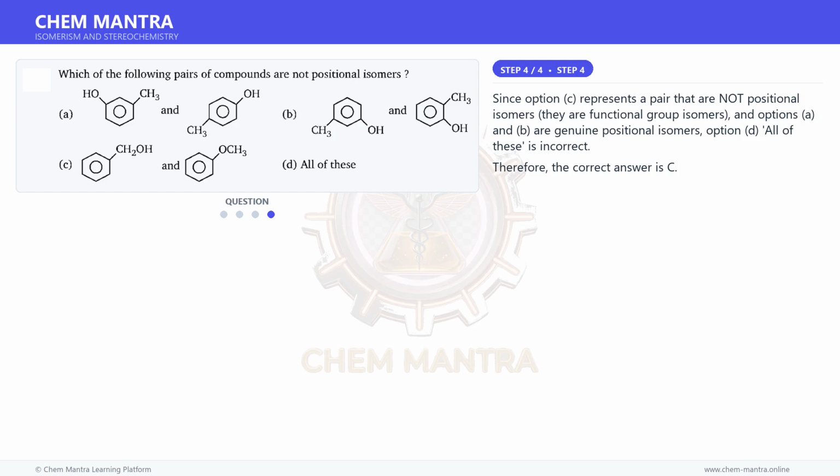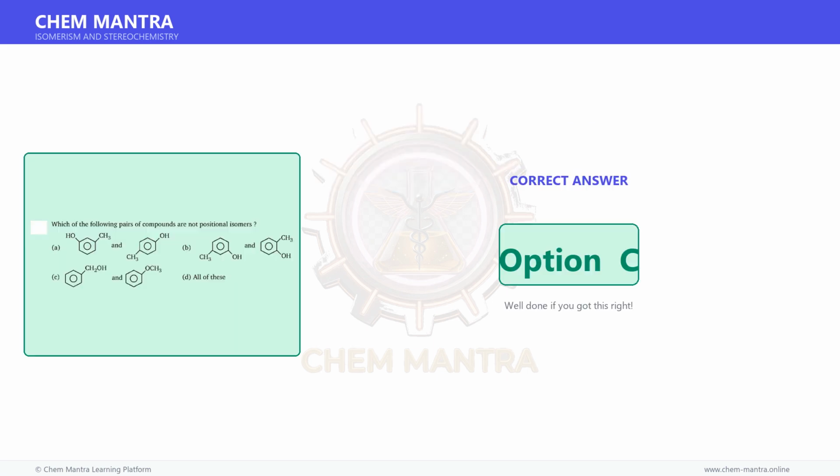And for the final step. Since option C represents a pair that are not positional isomers, they are functional group isomers, and options A and B are genuine positional isomers. Option D, all of these, is incorrect. Therefore, the correct answer is option C.